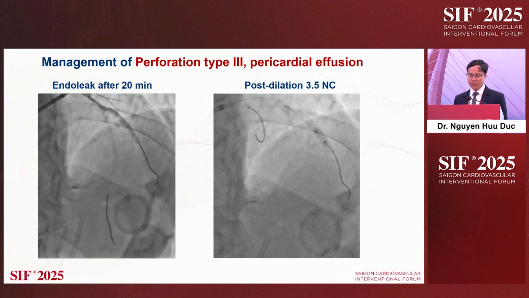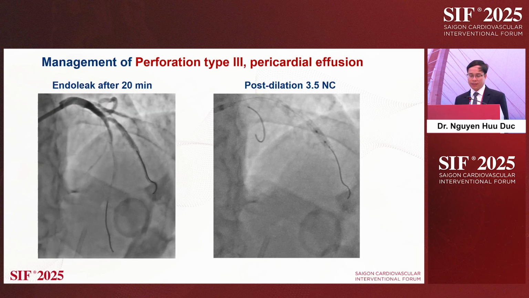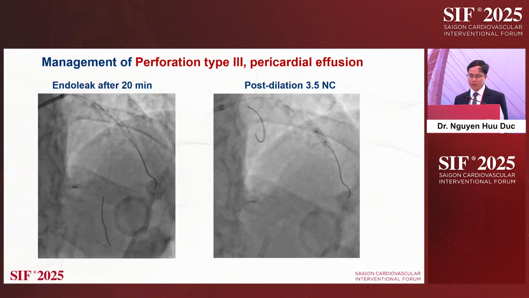After 20 minutes, we are ongoing checking the ACT for any intervention. But in this case, we don't want to give an antidote for heparin, so we wait. And still leaking after 20 minutes, we use a bigger balloon, an NC balloon, to dilate with low pressure.